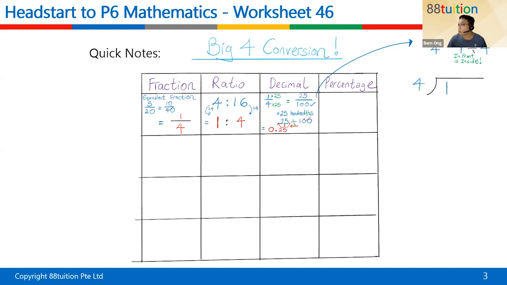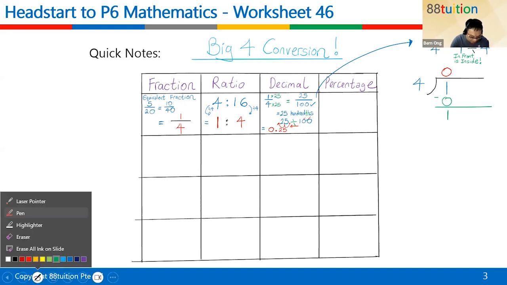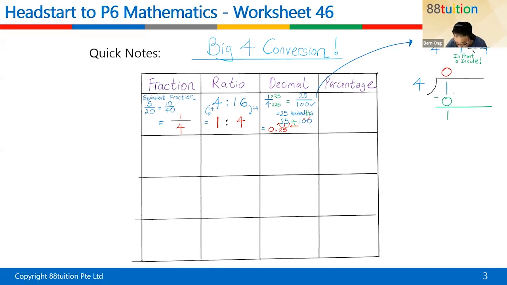Now you have to go through the procedure. 4 times what equals 1? 4 times 0. The 0 must be written. 4 times 0 is 0. So what is 1 minus 0? 1 minus 0 gives you 1. Now you can bring out the buffet of zeros after the decimal point. So you bring out the decimal point here. Once you bring out the decimal point, you can put a dot on top also, and you can put the extra 0 here.